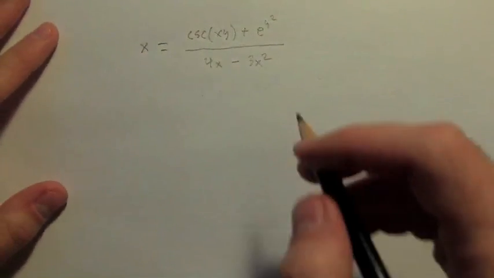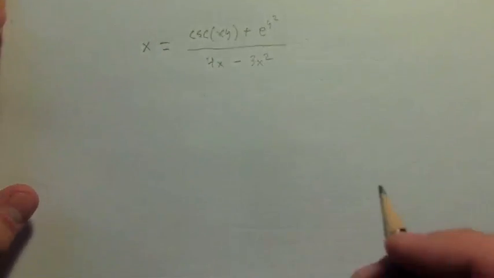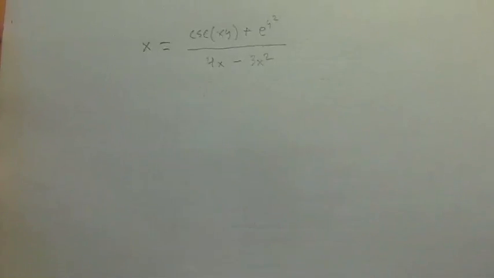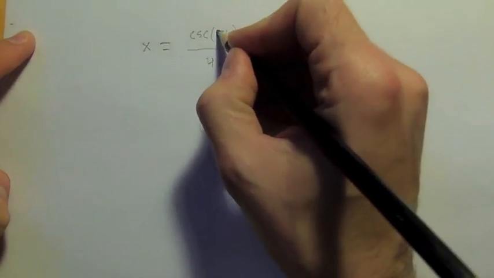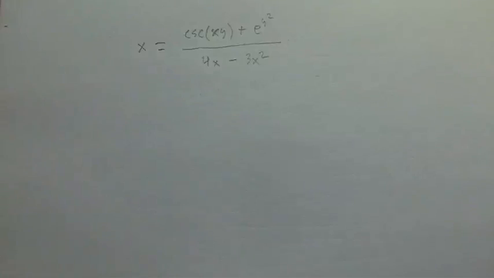Okay, for the next example, there's one specific thing I really want to show, is that sometimes you can simplify things to help you out. So for example, if I have x is equal to cosecant of xy plus e to the y squared all over 4x minus 3x squared, you might think if you just blindly went through and started taking the derivative, you'd get 1, and then over here you'd have to use the quotient rule, and then you would actually have to try and solve for dy over dx with dy over dx's in the top and the bottom of that fraction, and it would be a complete mess.